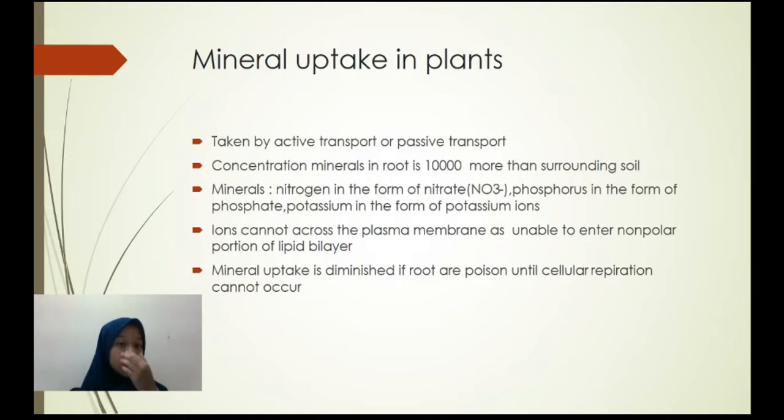These ions cannot cross the plasma membrane as they are unable to enter the non-polar portion of the lipid bilayer at the plasma membrane. That's why these ions need active transport. Fun fact, mineral uptake will be diminished if the roots are poisoned. It is because there is no cellular respiration when it is poisoned and there is no ATP energy.